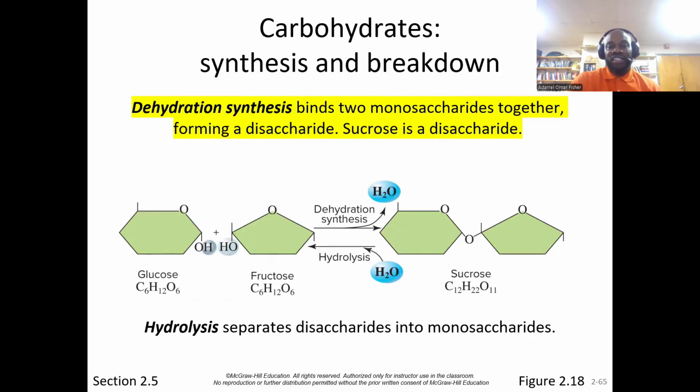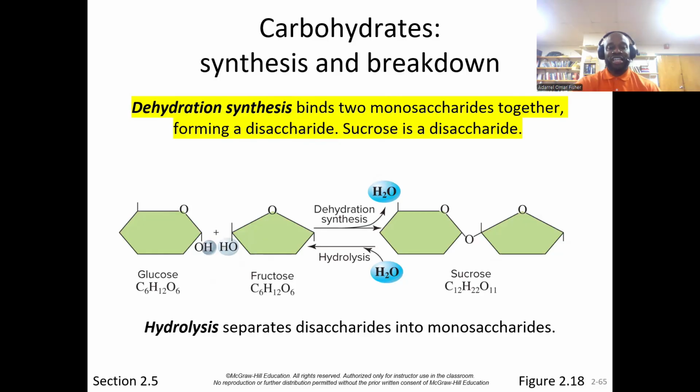During dehydration synthesis, you can bind two monosaccharides together to form a disaccharide. Sucrose, for instance, table sugar, is a disaccharide, a combination of glucose and fructose, right? So if you're doing dehydration synthesis, you release a water molecule. To break down that sugar, you need water to be able to break it down into glucose and fructose.